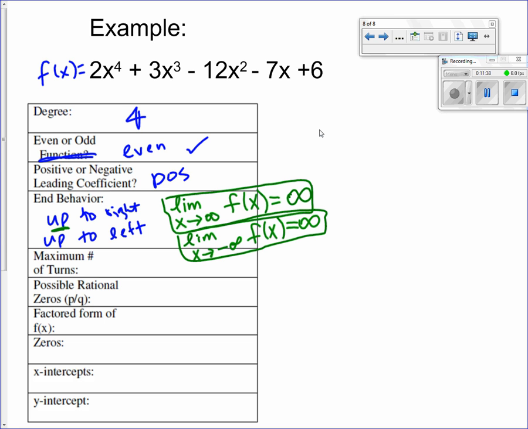All right, maximum number of turns. What did Gauss say? Gauss said, take your degree, decrease it by 1. So a 4th degree polynomial has a maximum of 3 turns.